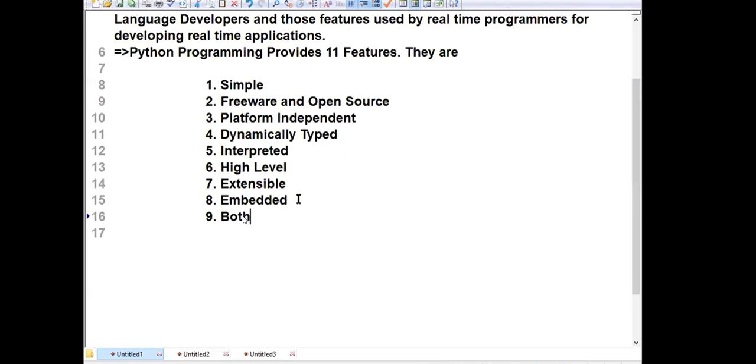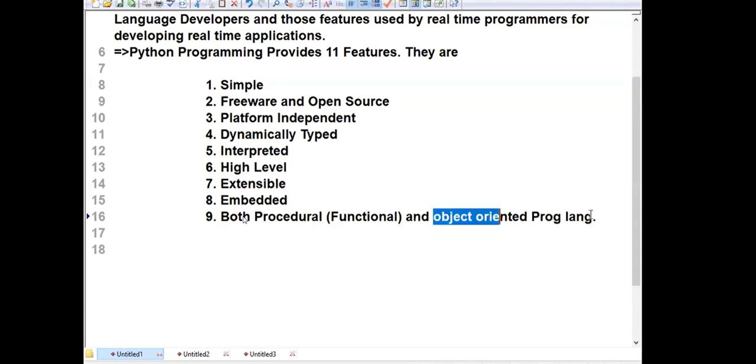Both procedural, that is nothing but functional, and object-oriented programming language. Python is an object-oriented programming language. So Python is one of the procedural as well as object-oriented programming languages. Especially in artificial intelligence, we require these object-oriented features very much. So we will discuss that.